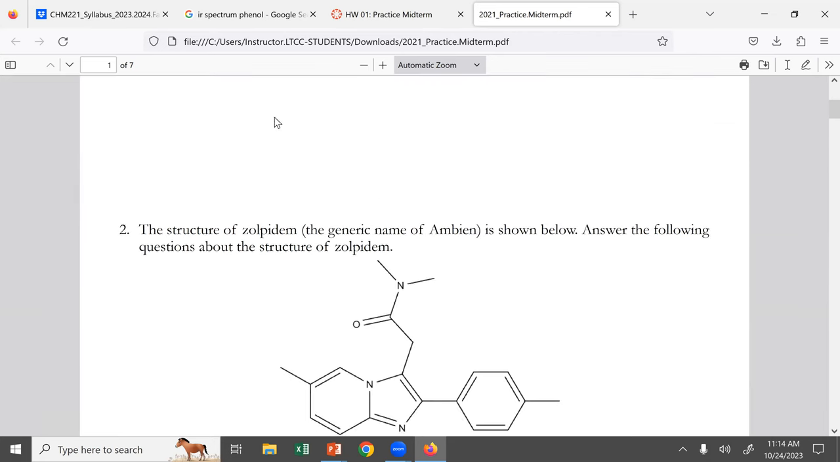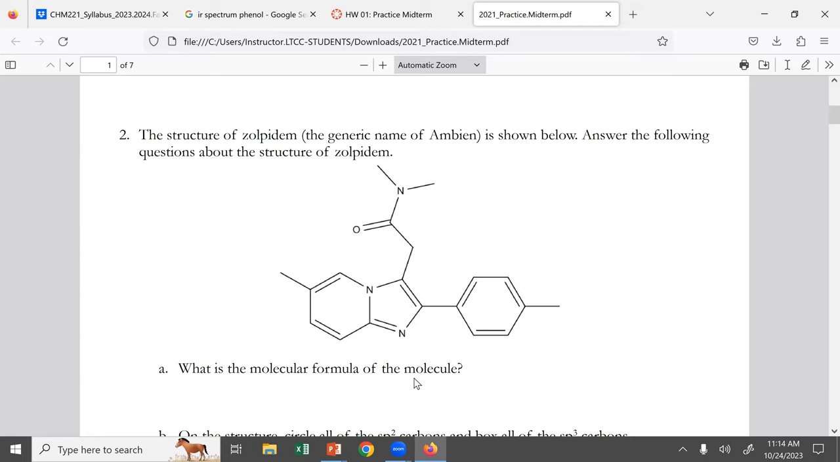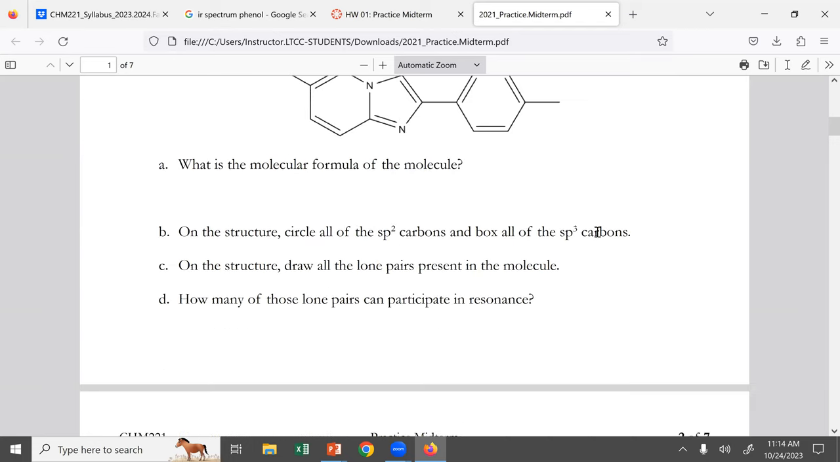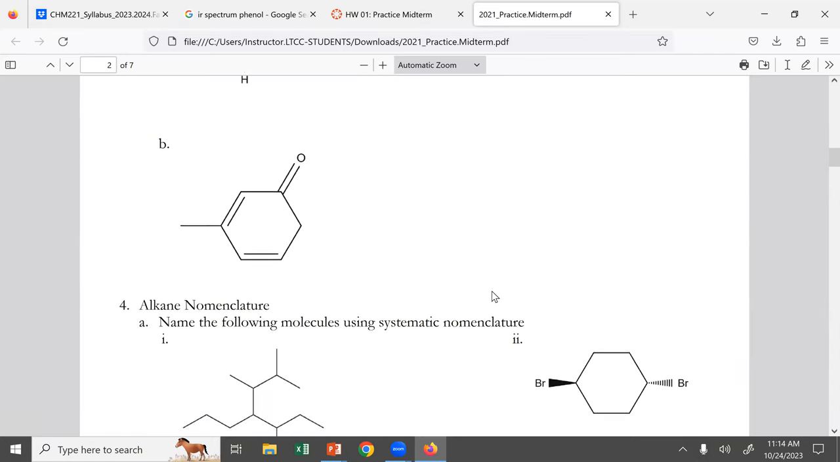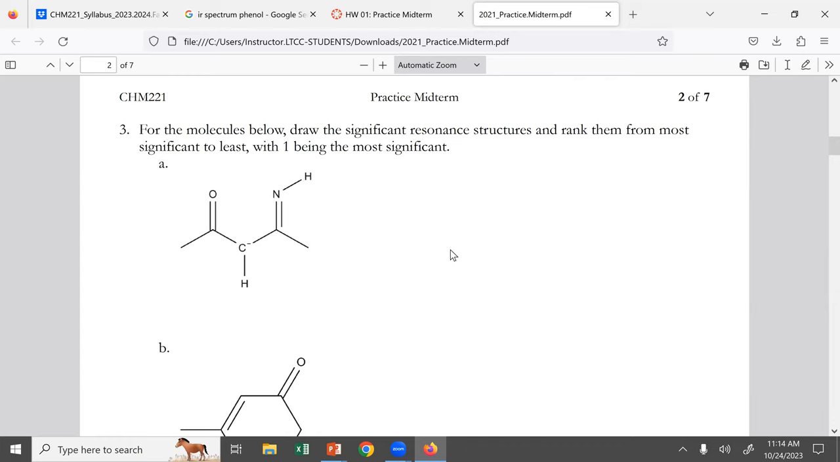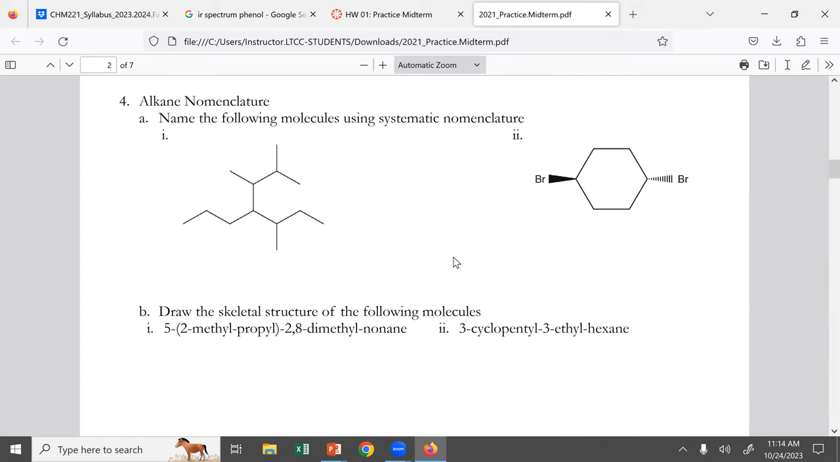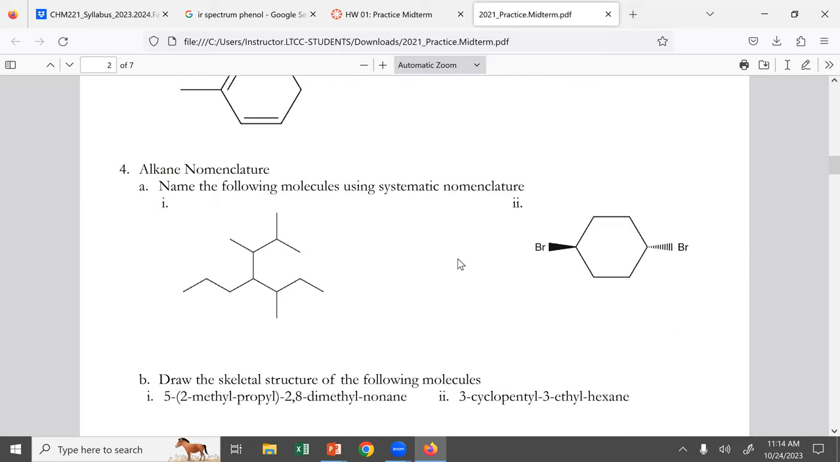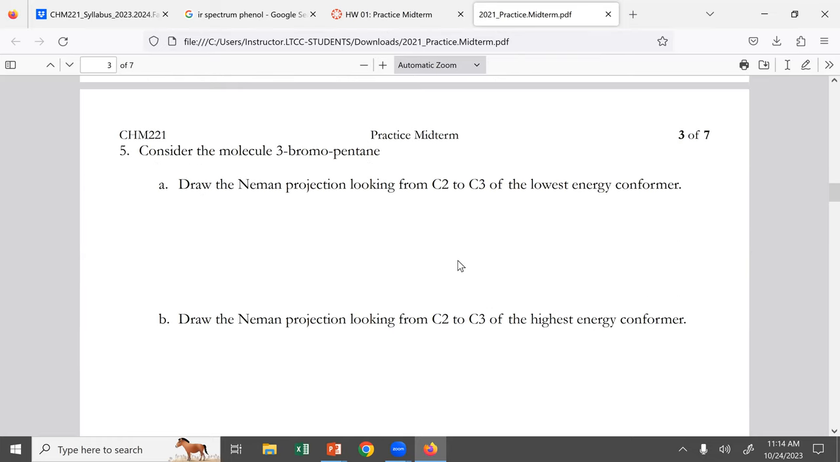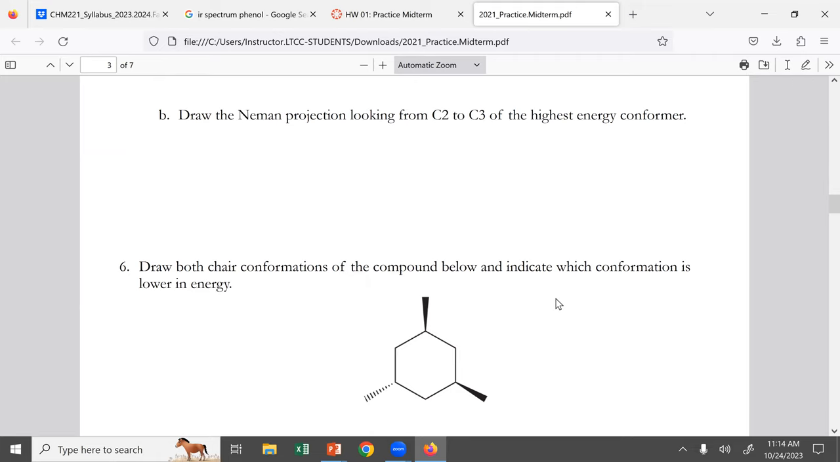So constitutional isomers, what's the molecular formula, what's the hybridization, draw the lone pairs, how many of them are delocalized, stuff we're all pretty familiar with. OCHEM builds nicely at least, right? So we've been still using all these topics. Draw resonance structures and rank them, name things. From the name, draw the structure. From the structure, write the name, all that good stuff. Draw your Newman projections. That's supposed to be Newman, not Neiman. Unless I've been saying it wrong all this time, but I'm pretty sure it's Newman.